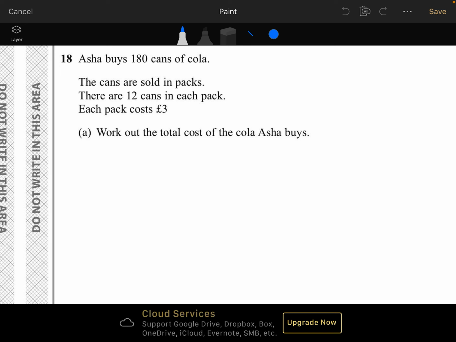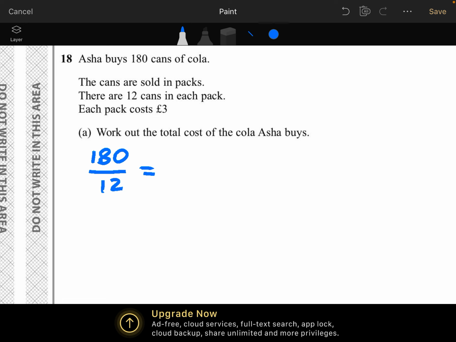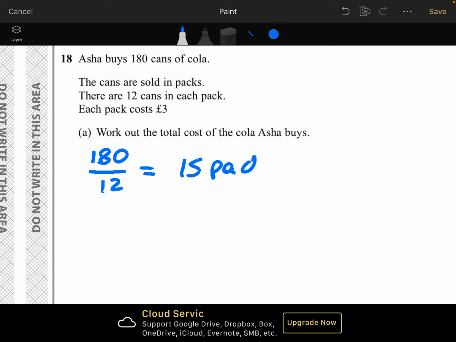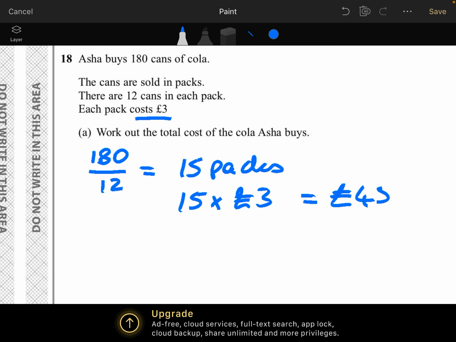Well, if she buys 180 cans and there's 12 cans in each pack, 180 divided by 12 will tell us how many packs. Okay, so 180 divided by 12 is 15 packs that we need to buy. And each pack costs £3. So the total cost of those 15 packs is 15 times £3, and that will be £45 altogether.